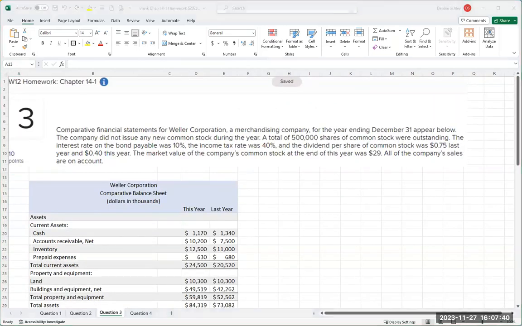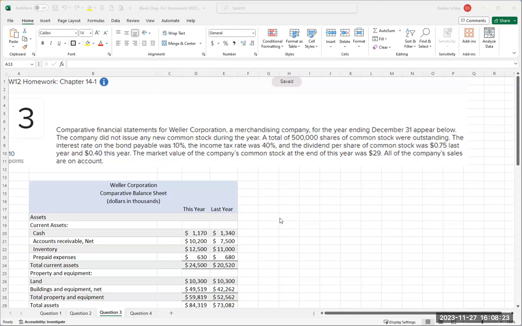Question 3. Comparative financial statements for Weller Corporation, a merchandising company, for the year ending December 31st appear below. The company did not issue any new common stock during the year. A total of 500,000 shares of common stock were outstanding. The interest rate on the bond payable was 10%. The income tax rate was 40%, and the dividend per share of common stock was 75 cents last year and 40 cents this year. The market value of the company's common stock at the end of the year was $29. All of the company's sales are on account.